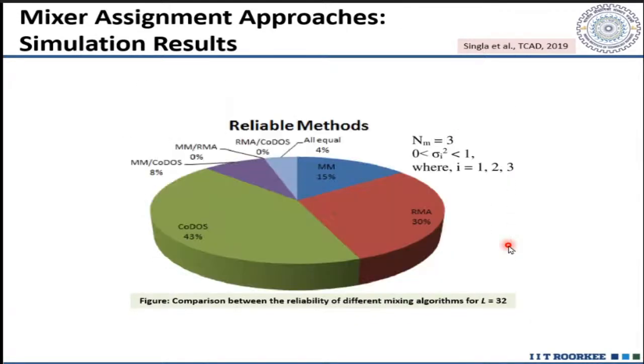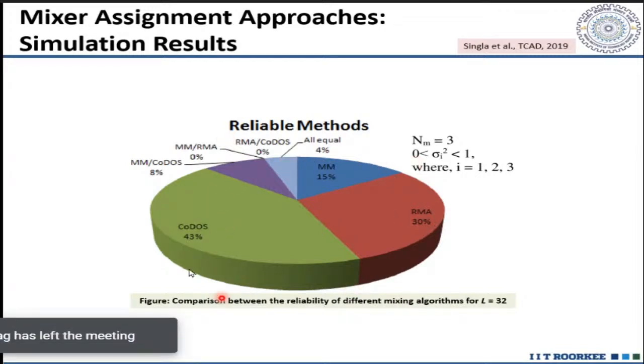And then the reliable method. Which method? There are existing methods: RMA, CODOS, and MM, which is MinMix. We discussed already the bit scanning based method, and CODOS is the latest, another method that was developed by other researchers, and RMA we developed. So we compared this distribution.